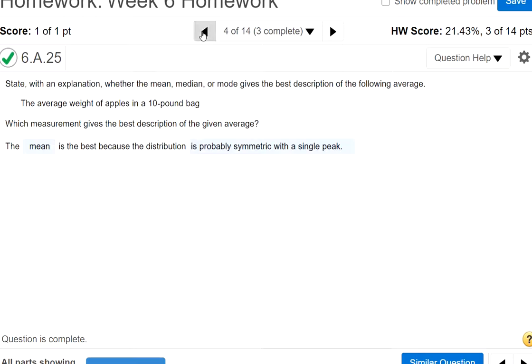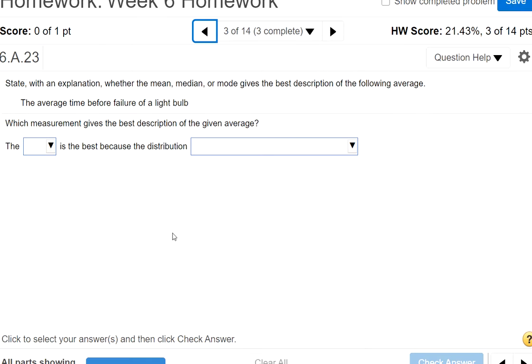Okay, let me try question 3 here. I was going to just do one of them, but let's do 2 of them here. The average time before the failure of a light bulb. What do we think? The mean, median, or mode?